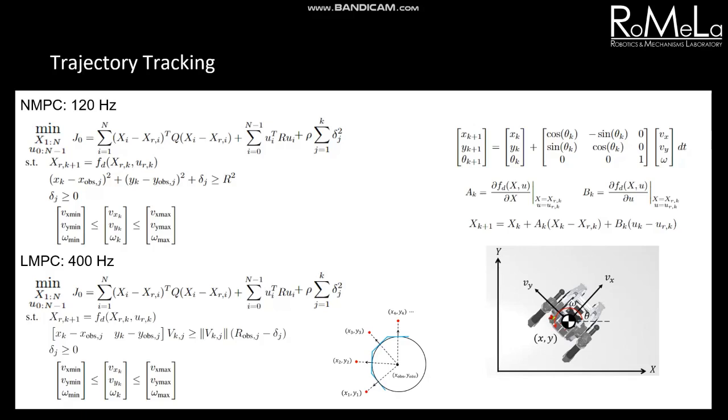By linearizing the dynamics and simplifying the collision-free constraint, the nonlinear MPC is simplified to a linear MPC, which forms a quadratic programming (QP) problem. The nonlinear MPC runs at around 120 Hz and the linear MPC runs at around 400 Hz.